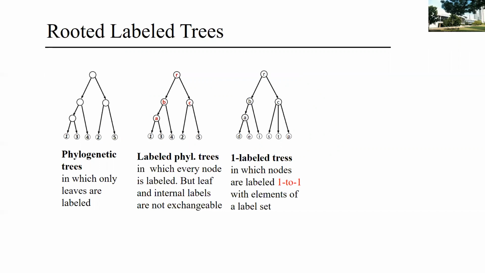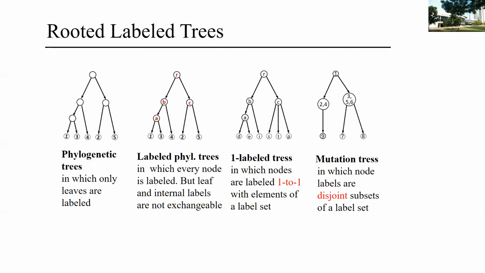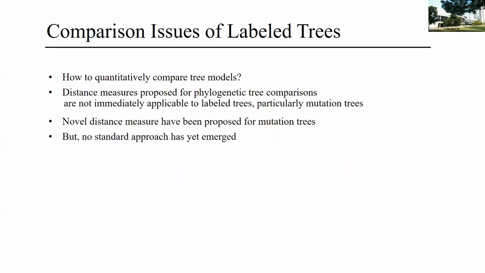The second type of trees are one-label trees, in which nodes are uniquely labeled with a subset of a label set. The third type of trees are mutation trees, in which nodes are labeled with disjoint subsets of labels. Each label is a gene mutation. Mathematically, one-label trees are a special class of mutation trees.